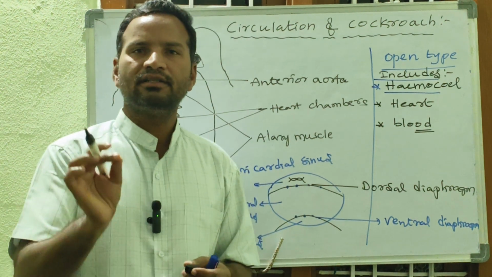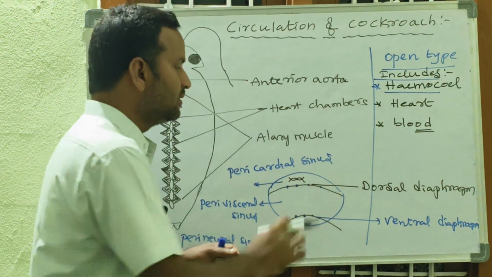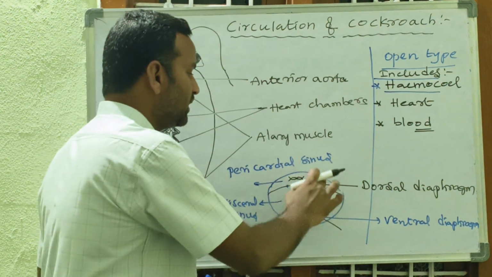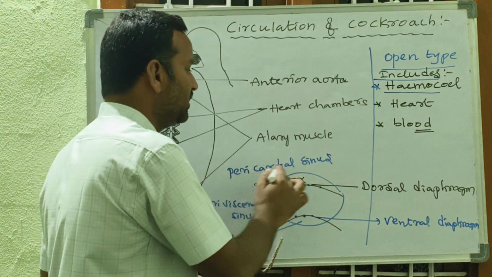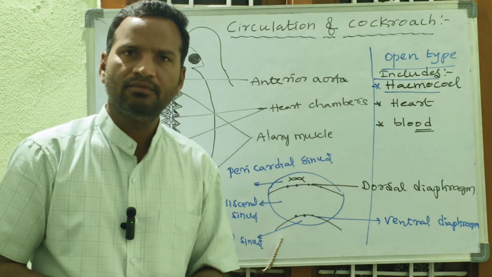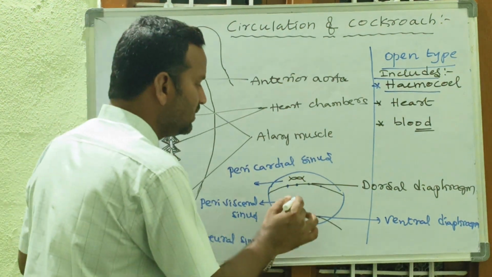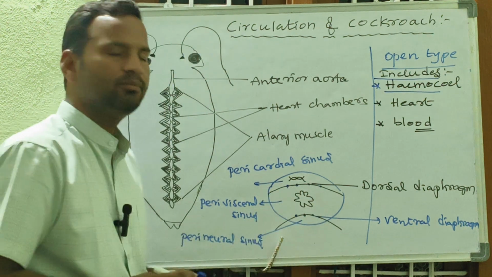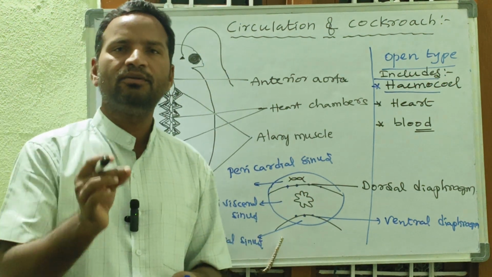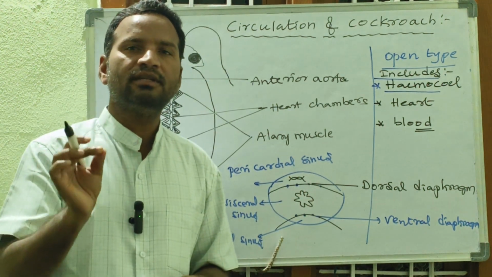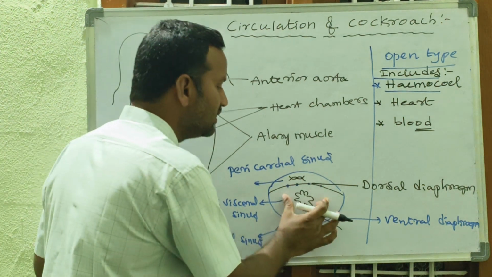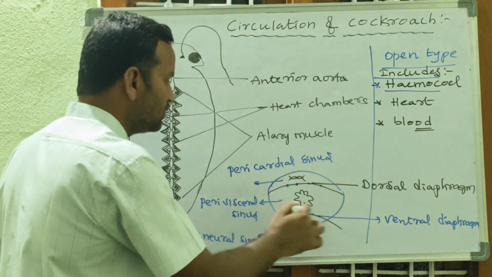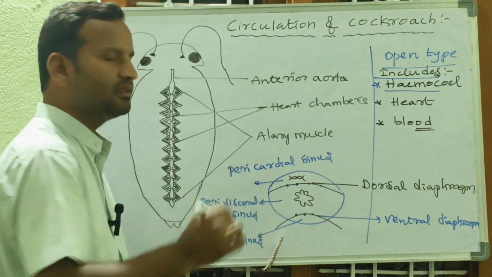Cardiology means the study of the heart. That's why the heart is present in this region, and this space is called the pericardial sinus. As well as in this region, what is it called? The perivisceral sinus. In this region, most of the visceral organs are present. That's why this chamber is called the perivisceral sinus.